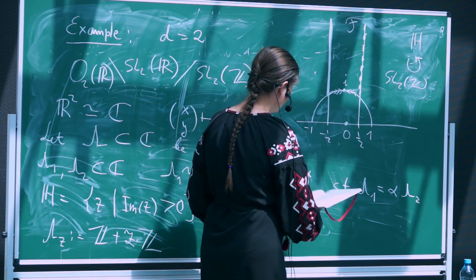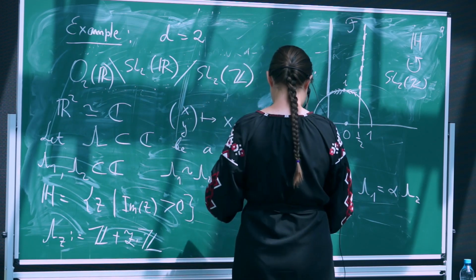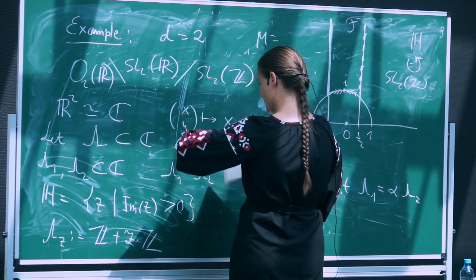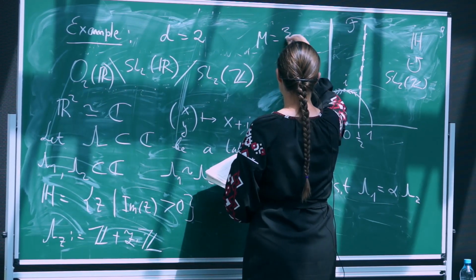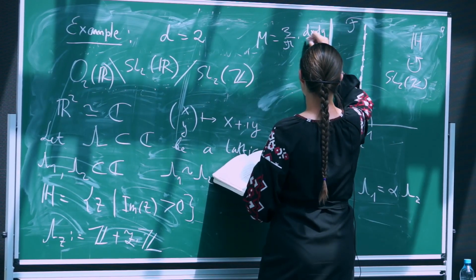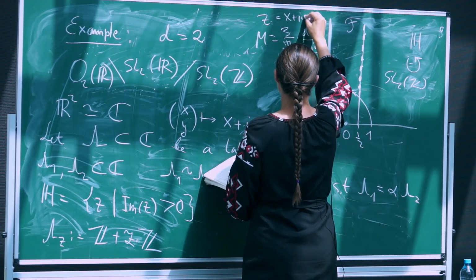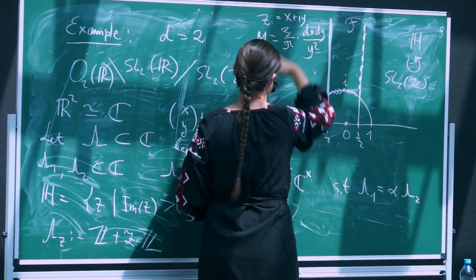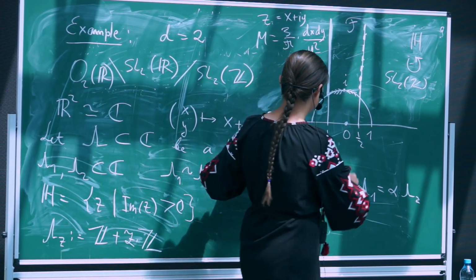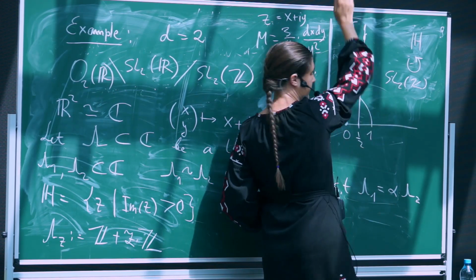And now maybe another important thing: what is the measure? Because we had the Haar measure. And so here the measure mu would be 3 divided by pi times dx dy divided by y squared. Here we write z as x plus iy, where x is the real part of z and y is the imaginary part. So we have such a measure which becomes thicker near the real line and fades away at this cusp.